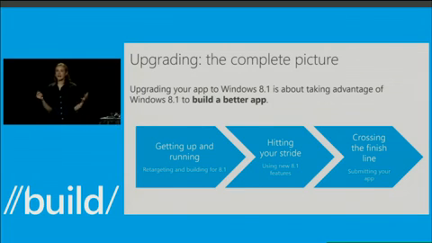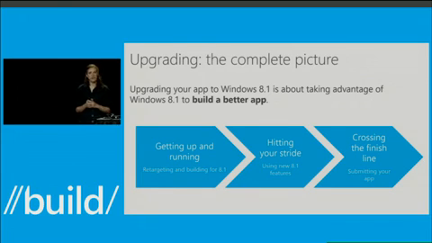So let's take a step back and look at the big picture of what it takes to upgrade. And I really want you to think of upgrading not just as a one-shot deal, but as building a better app for Windows 8.1. The first step is really to get up and running and to retarget your application for Windows 8.1 and to do things like update the references within your application. Test it, make sure it's working well. The second step is to take advantage of all those great features that we've built in Windows 8.1 that you saw in that eye chart, and to build something better.